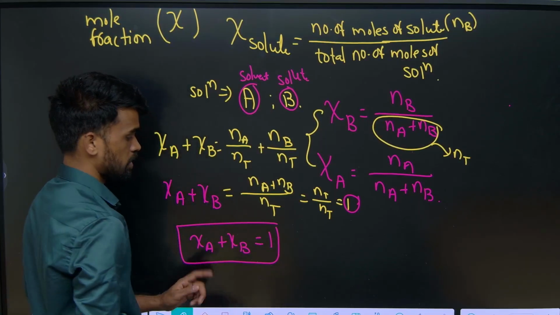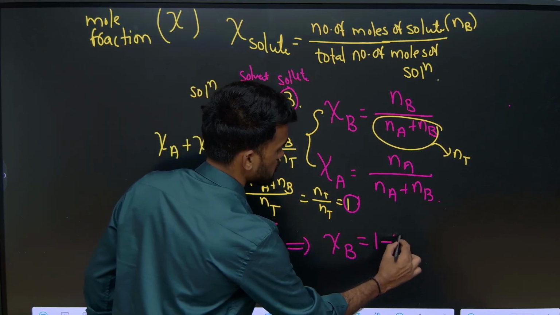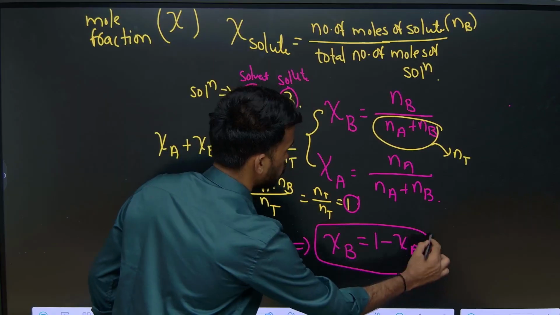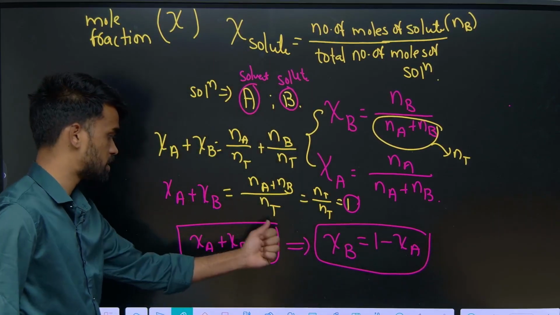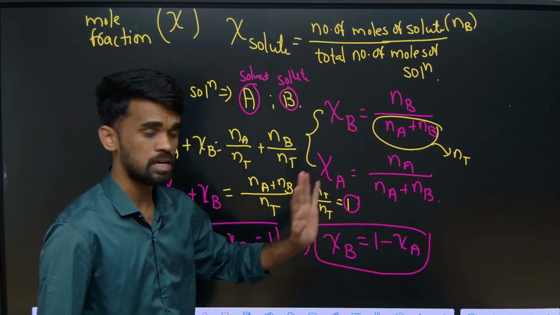From this we can also write an interlink like this: chi B equals 1 minus chi A. I hope it is clear how we are writing. Just send this to this side if you want to find chi B when chi A is given, or vice versa, you can do that also.